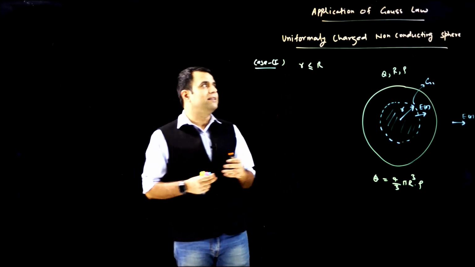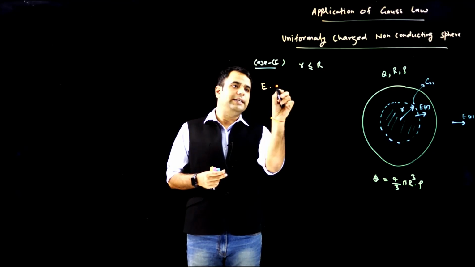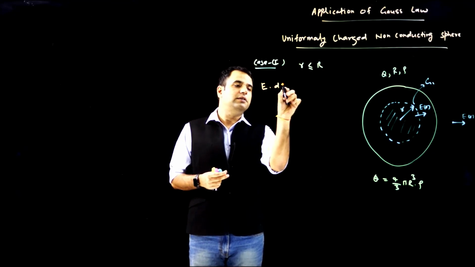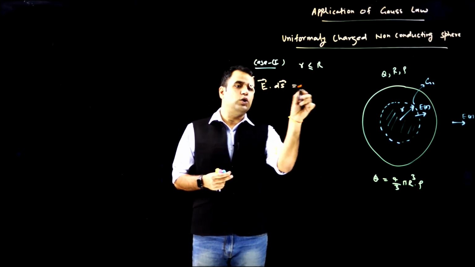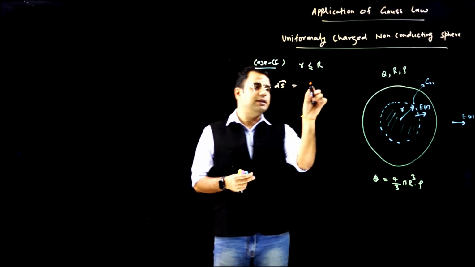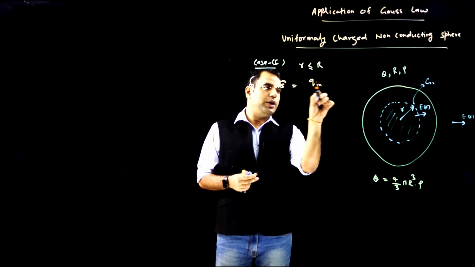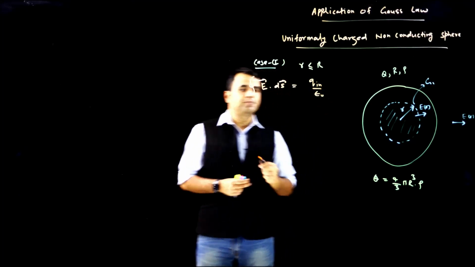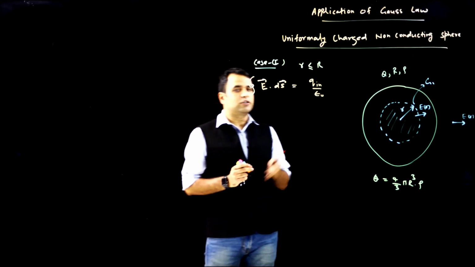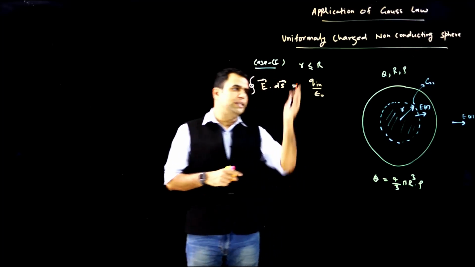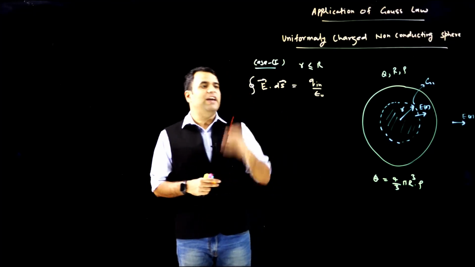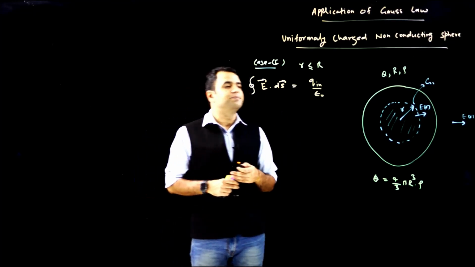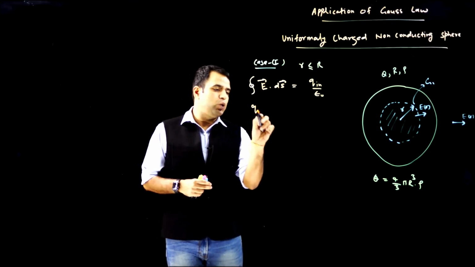Okay, so let's do the calculation. Let's first write the Gauss law. Gauss law is the integration of E dot ds over the whole Gaussian surface equals Q_in upon epsilon naught. Now this is your Gauss law. There are two sides to this Gauss law. One is the right hand side, which is the Q_in. We have to calculate the Q_in, and then we have to calculate the left hand side. So let's first calculate Q_in.